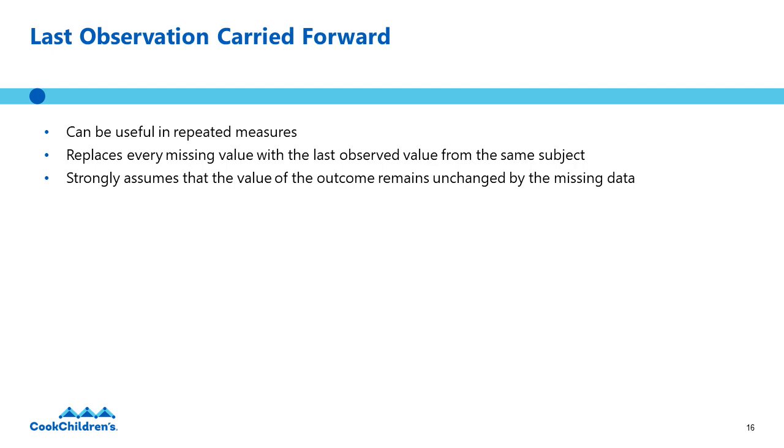This method is advantageous as it's easy to understand and communicate between statisticians or clinicians, but it strongly assumes that the value of the outcome remains unchanged by the missing data, which seems unlikely in many settings, especially if you are introducing or utilizing an intervention where you do expect to see change. It does produce a biased estimate of the treatment effect and underestimates the variability of the estimated result.